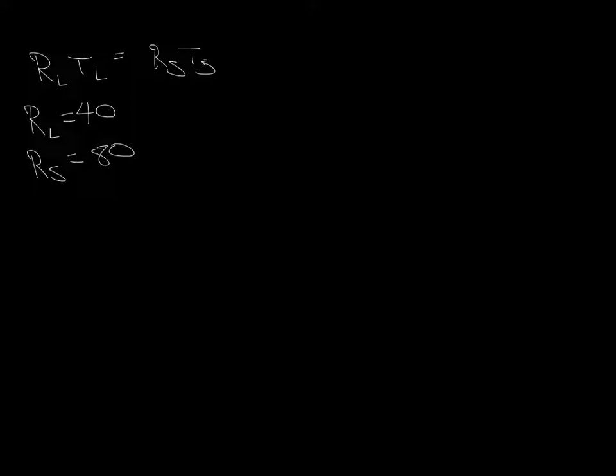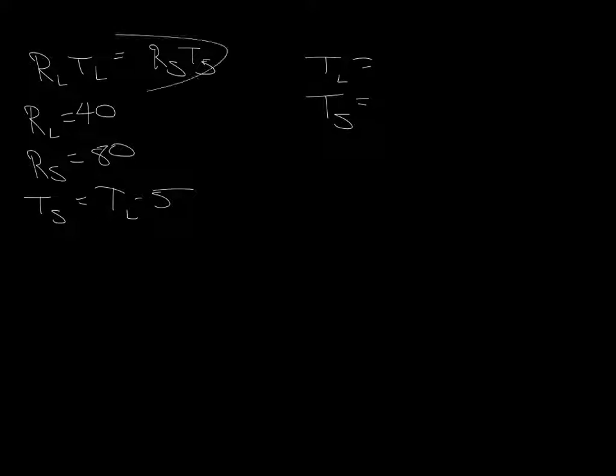Okay, we'll look at a couple more examples and we'll be done. We've got RL times TL plus RS times TS equals 800, okay, not 5. RL equals 40. RS equals 80. TS equals TL minus 5. And we're looking for TL and TS. Those are the two we're looking for.